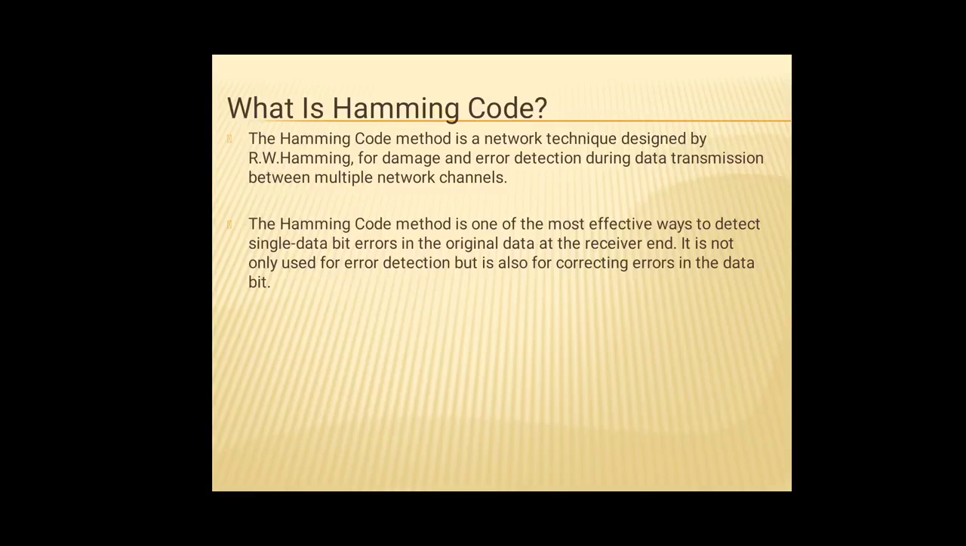The Hamming code method is a network technique designed by R.W. Hamming for damage and error detection during data transmission between multiple network channels. The Hamming code method is one of the most effective ways to detect single data bit errors in the original data at the receiver end. It's not only used for error detection, but also for error correction in the data bit.